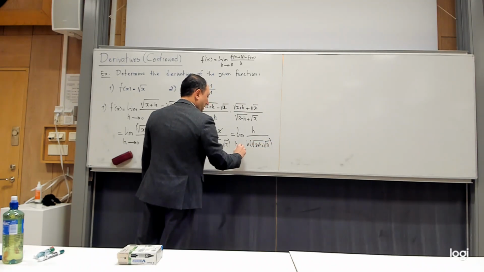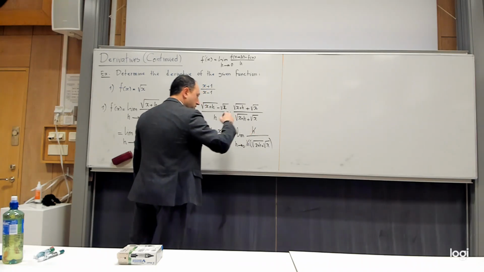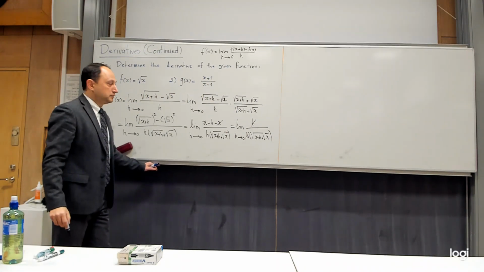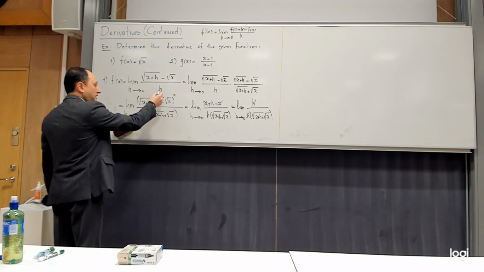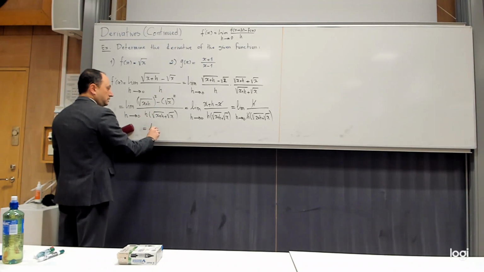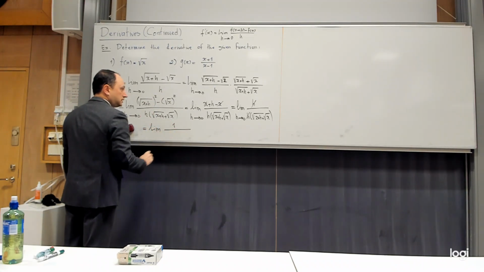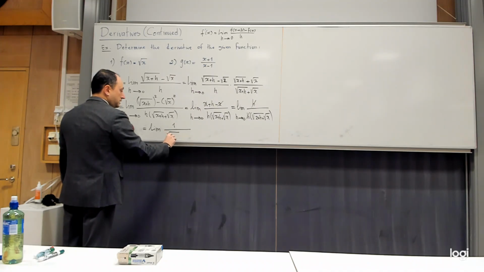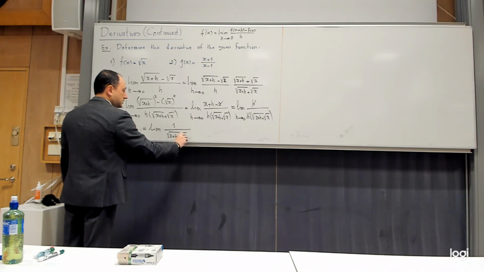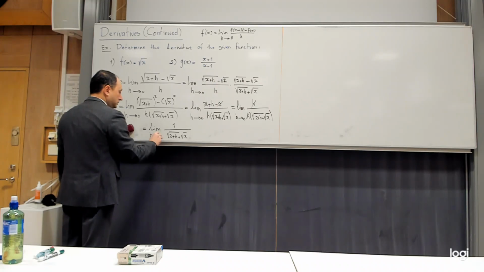H goes to 0, and now the good point is that h is also cancelled. And that was my problem, yes? Because I didn't want to have h in the denominator like that. So then the numerator is 1, the denominator is x plus h plus square root of x, h goes to 0.